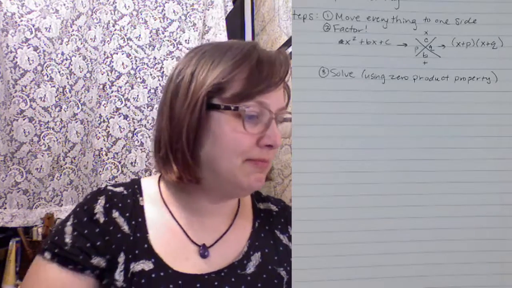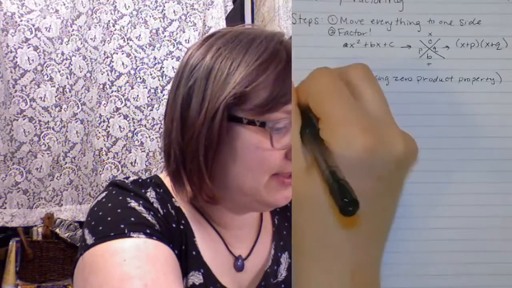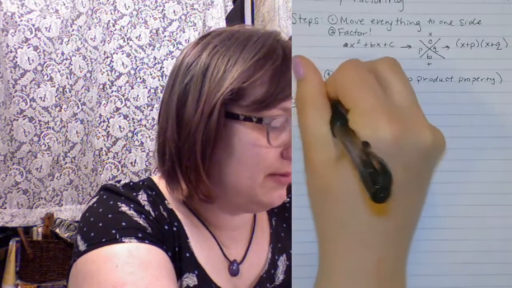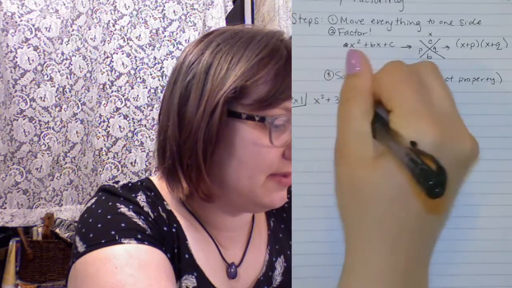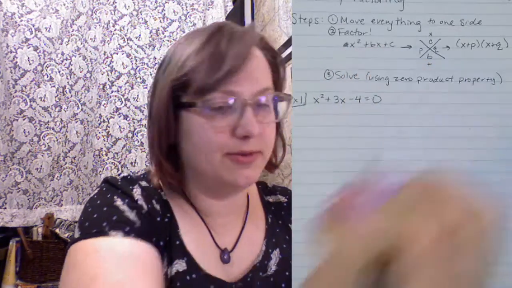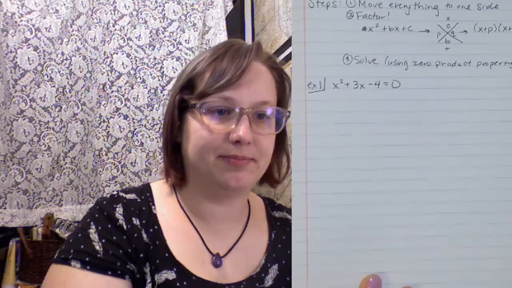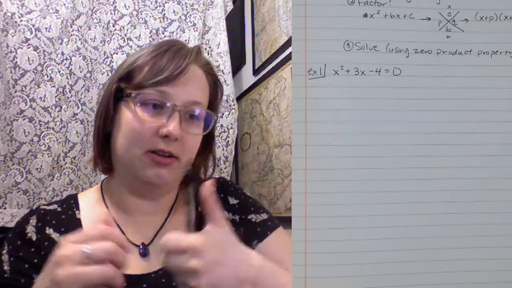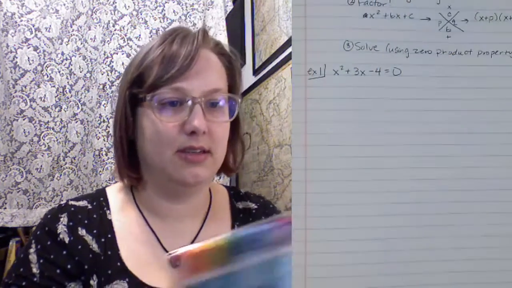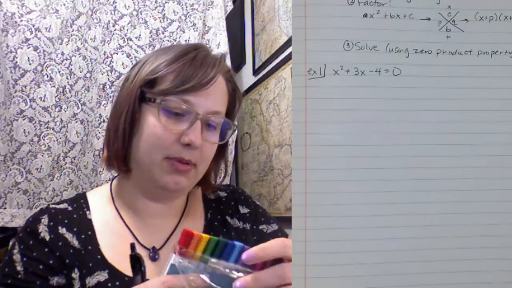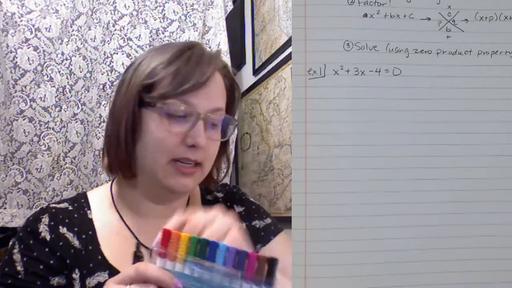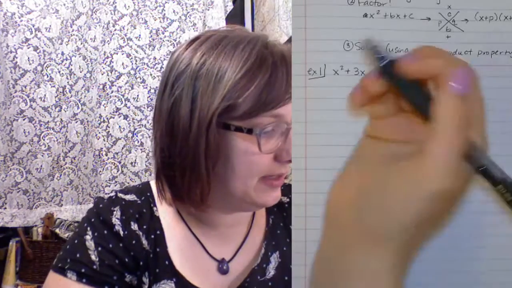All right, so here's our first example. We have x squared plus 3x minus 4 equals 0. This is already all on one side, so we don't need to worry about rearranging it. But I do need to worry about color coding because some of us get confused easily. And I'm also going to worry about factoring.